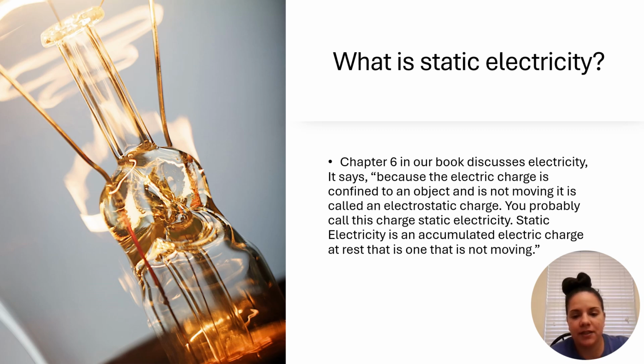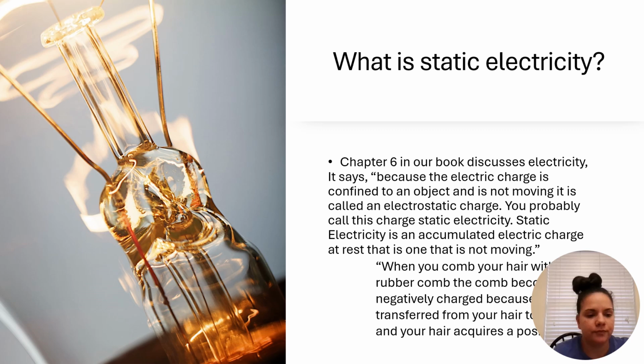Static electricity is an accumulated electric charge at rest, that is, one that is not moving. When you comb your hair with a hard rubber comb, the comb becomes negatively charged because electrons are transferred from your hair to the comb, and your hair acquires a positive charge.